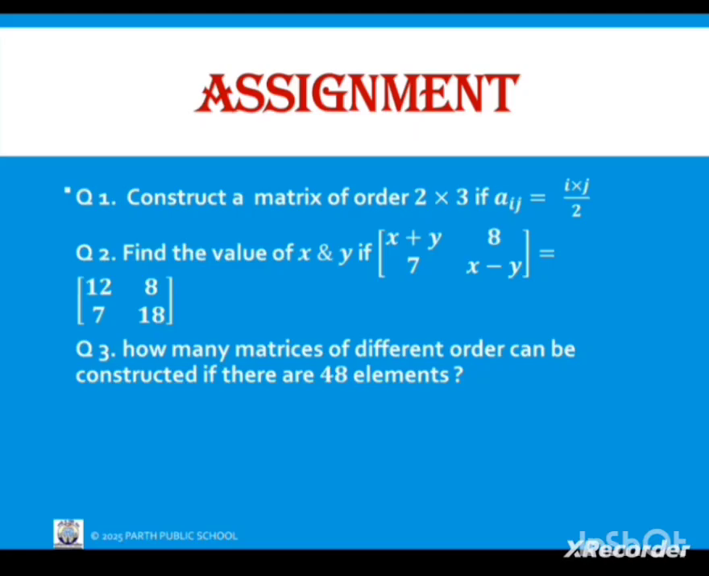और कंडीशन हमें क्या गिवन है? a_ij which is equal to i into j divided by 2. It means आपको i को j से मल्टीप्लाई करना है and divided by 2. And 2 into 3 means there will be 6 elements. अब आप देखोगे कि आपको कैसे कंस्ट्रक्ट करनी है.